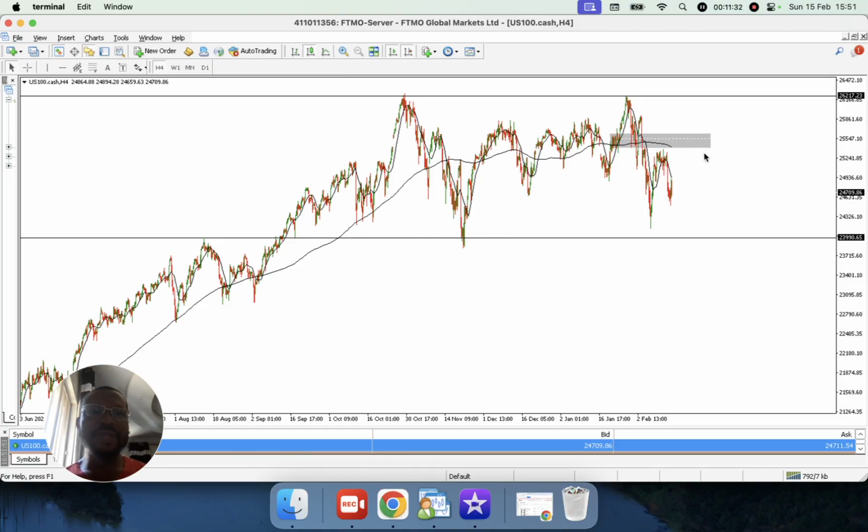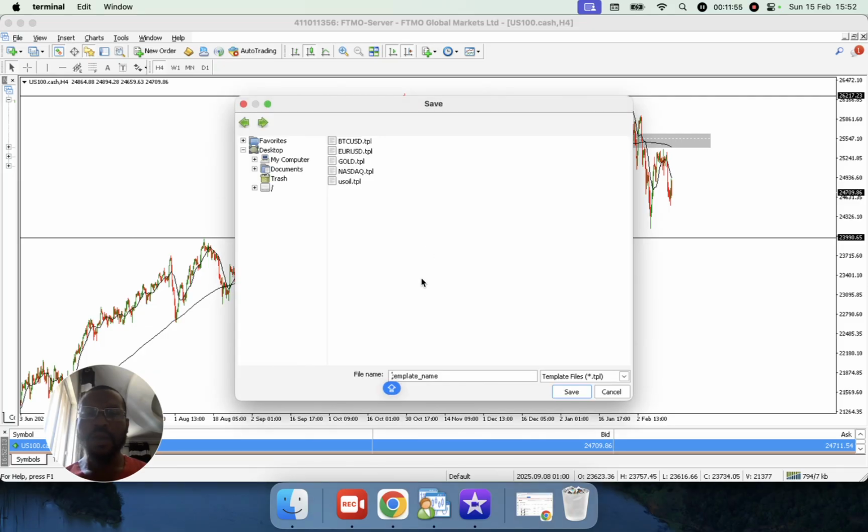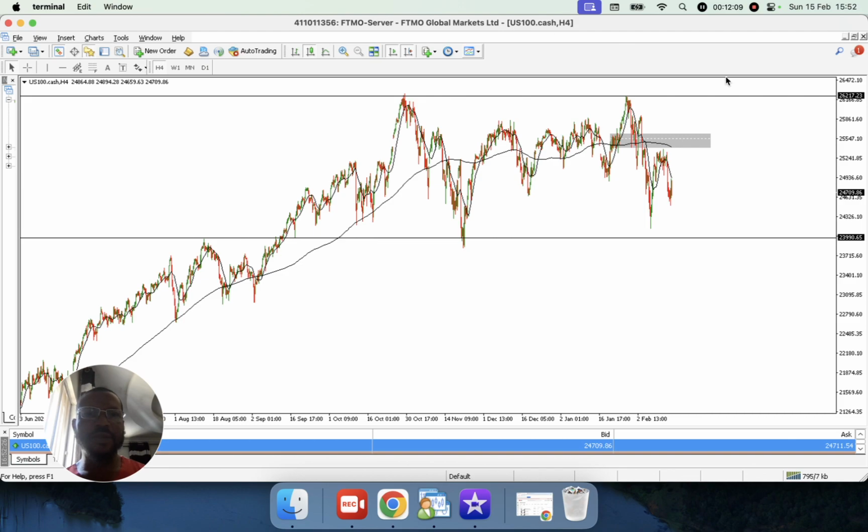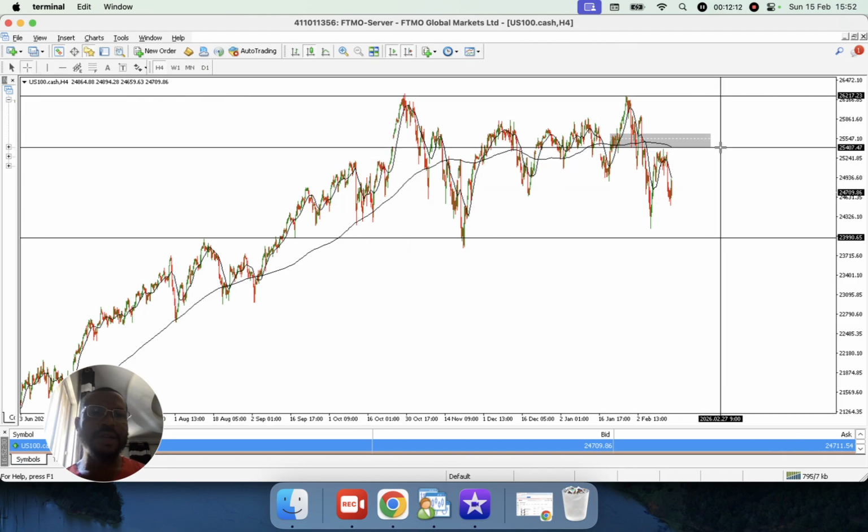So I'll be waiting. If it gets to this zone, it's a discounted zone, from there I'll be looking for the sell signal. Then I expect it to move all the way down to this demand area, from where I'll be waiting for a buy signal. So it means we'll be looking out for two things.